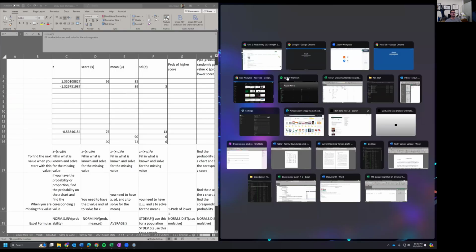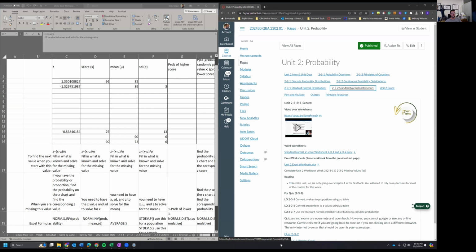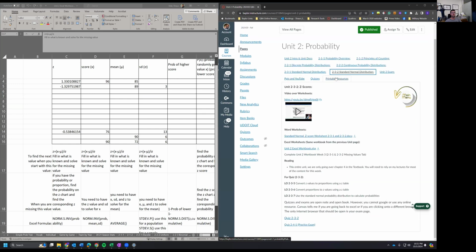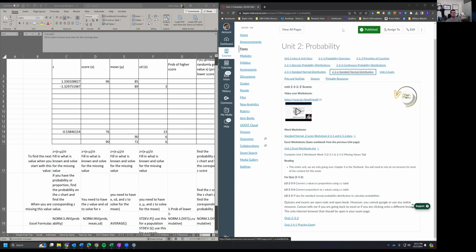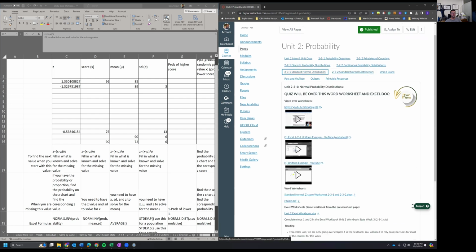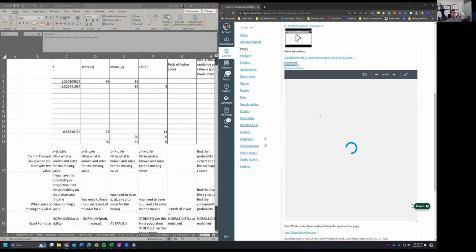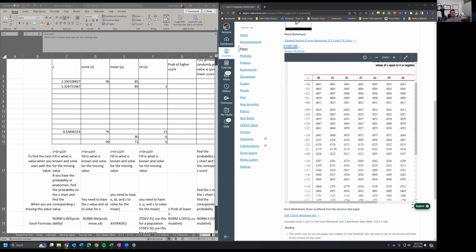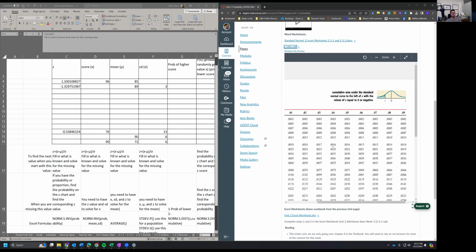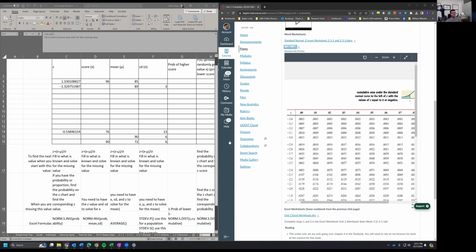So we've got the Z table, under printable resources. There's an entire lecture that shows you how to use the Z table, which is all well and good, but it's just outdated. You can use Excel and it's a lot faster and a lot more accurate. So I'm going to show you how to use Excel in this lecture.